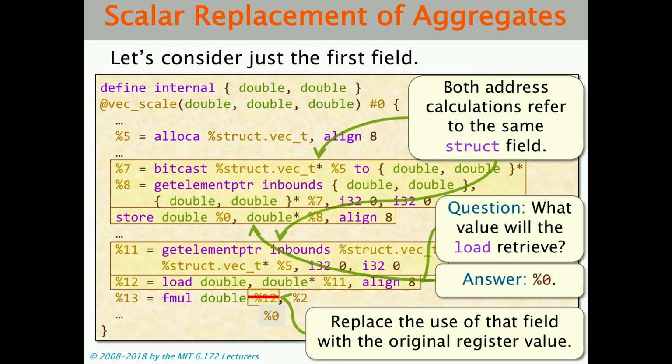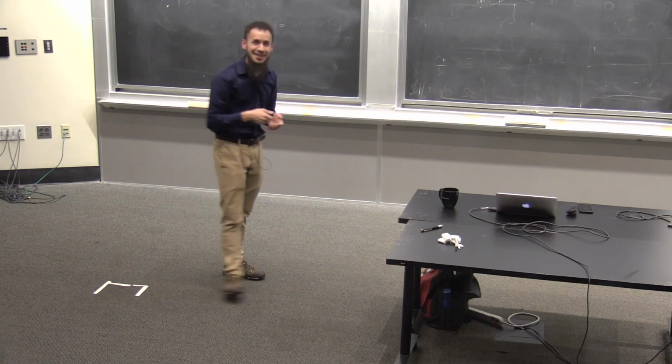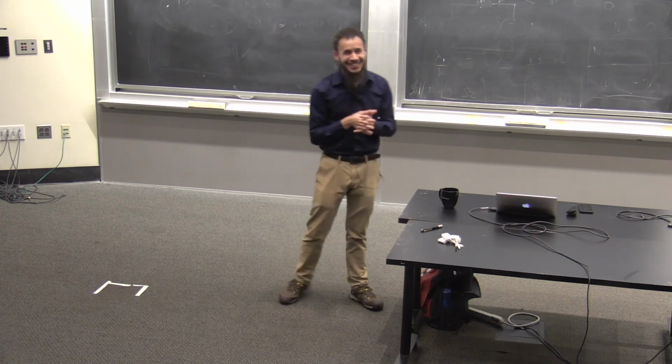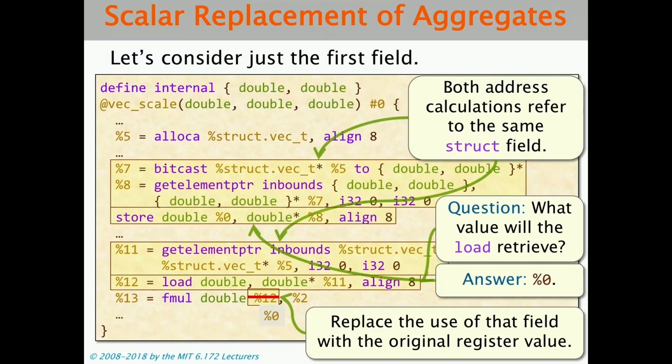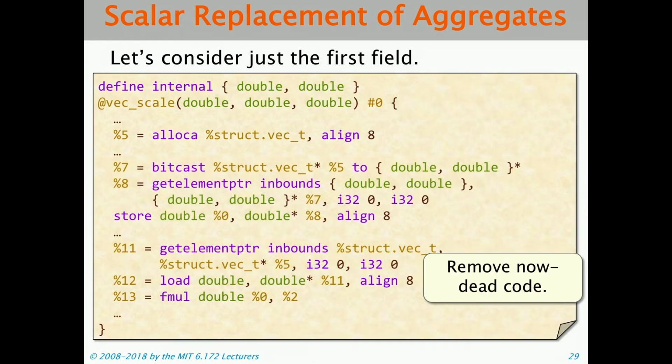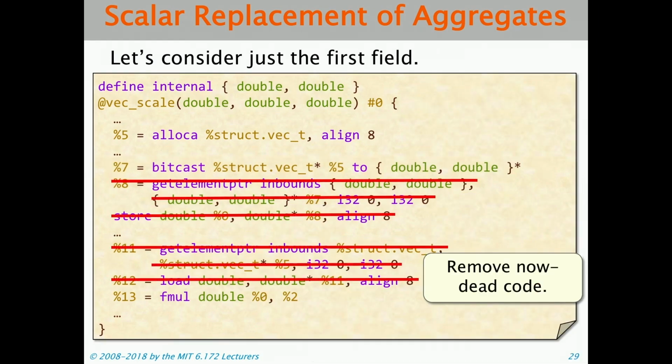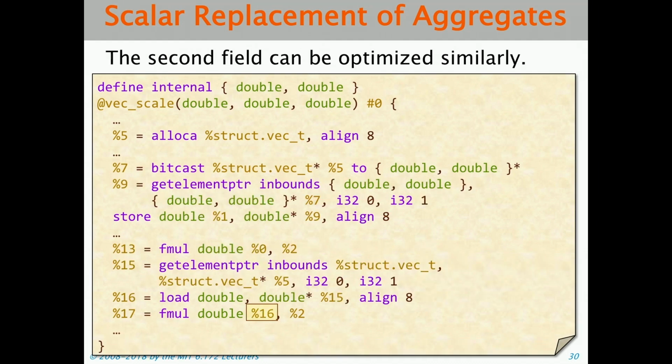So now we're not using the result of that load. What do we get to do as the compiler? You can tell you know the answer. Delete the dead code. Delete all of it. Remove the now dead code, which is all of those address calculations as well as the load operation and the store operation. And that's pretty much it. Yeah, good.